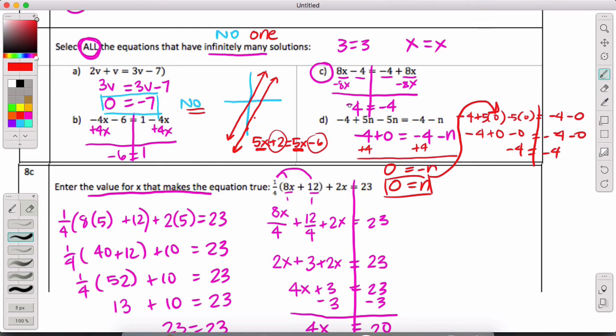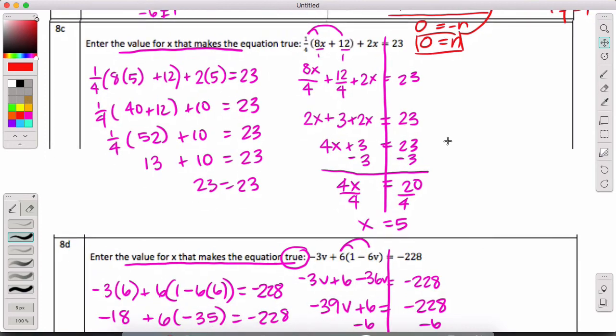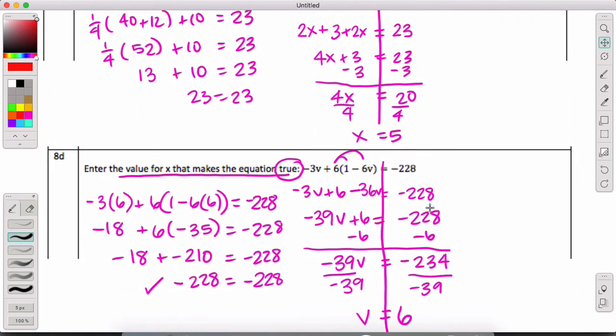Whereas this one says negative 4 equals negative 4. That's infinitely many solutions. I could put anything in for x and it would be true. I could put in 2. I just randomly picked 2. 8 times 2 minus 4 equals negative 4 plus 8 times 2. 16 minus 4 equals negative 4 plus 16. Yes. 12. 12. I could have put in 7 for x and it would have been true. 27, a million for x, and this would have always been true. There's nothing more I want to say about these ones down here. Just solving them is probably the best bet there.